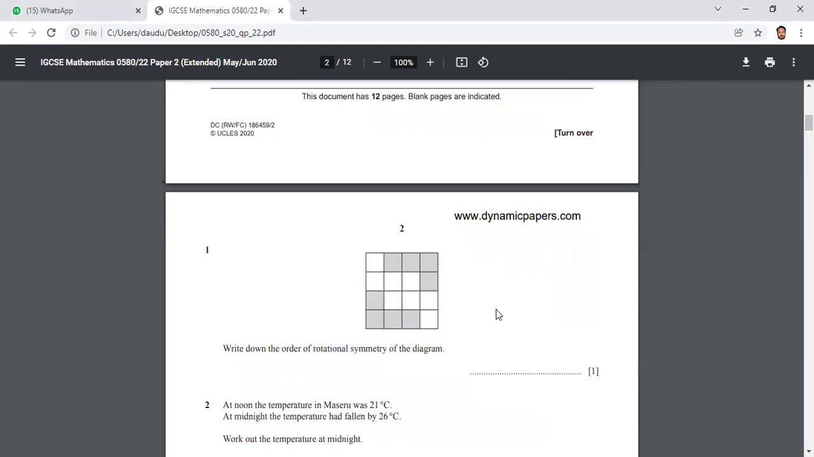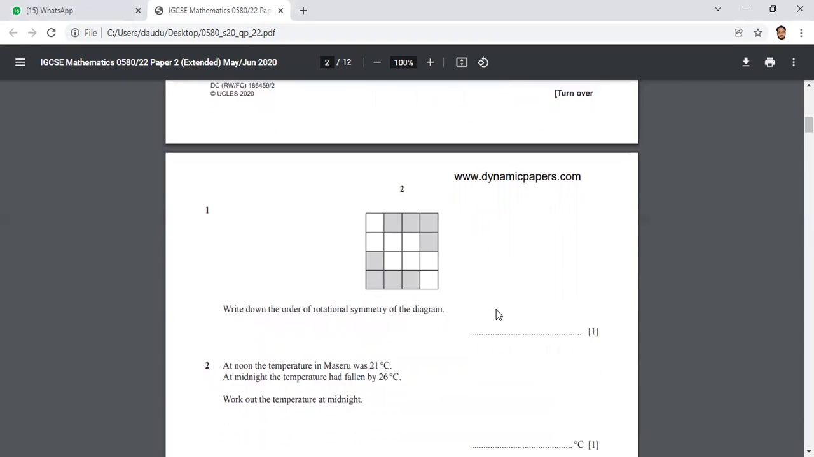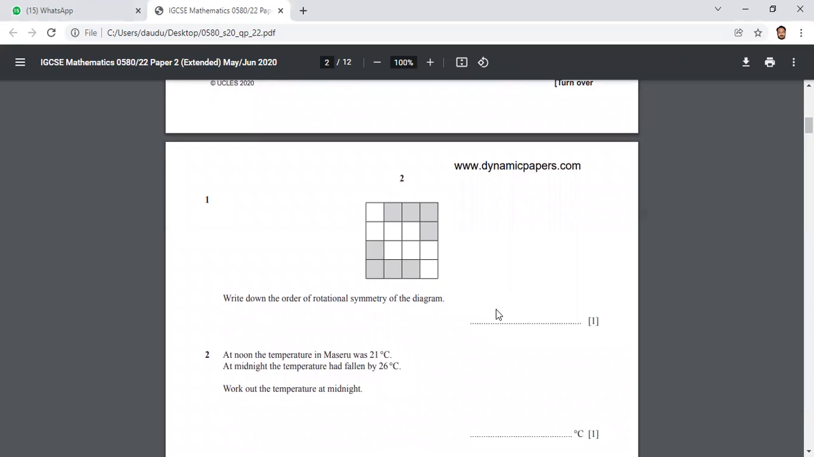Question number 1 is about order of rotation. Directly you can see that it's a two-dimensional shape and it's a square. If we have a simple square, when you rotate the shape and it comes to exactly the same position, we say this is order 1. But then we see in 360 how many rotations there can be. So in a square we say order 4.